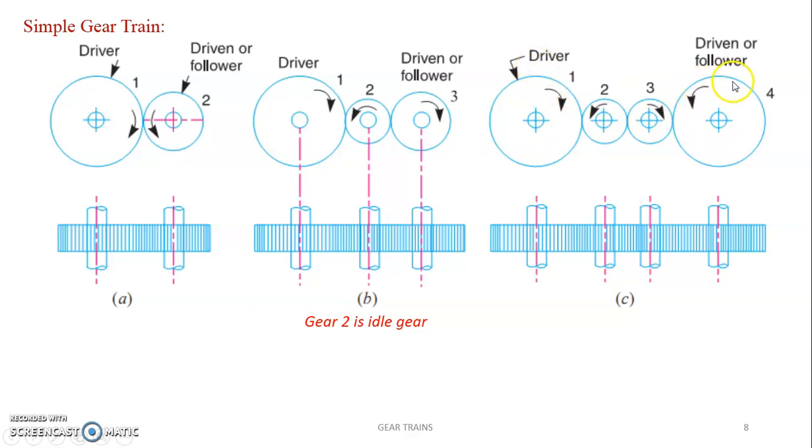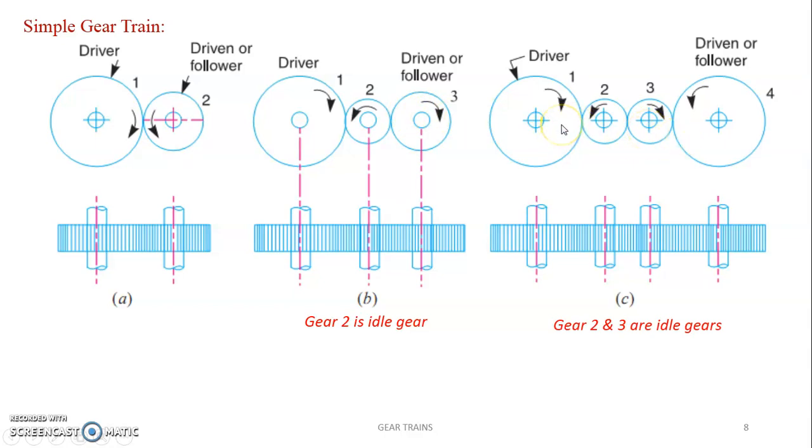Gear 1 is the driver and gear 4 is the follower, whereas 2 and 3 are the idle gears. Now let us look at the directions in the second example. If the driver moves in the clockwise direction, then gear 2 will be anti-clockwise, then again gear 3 will be clockwise. Okay, fine. Let us go to the next example.